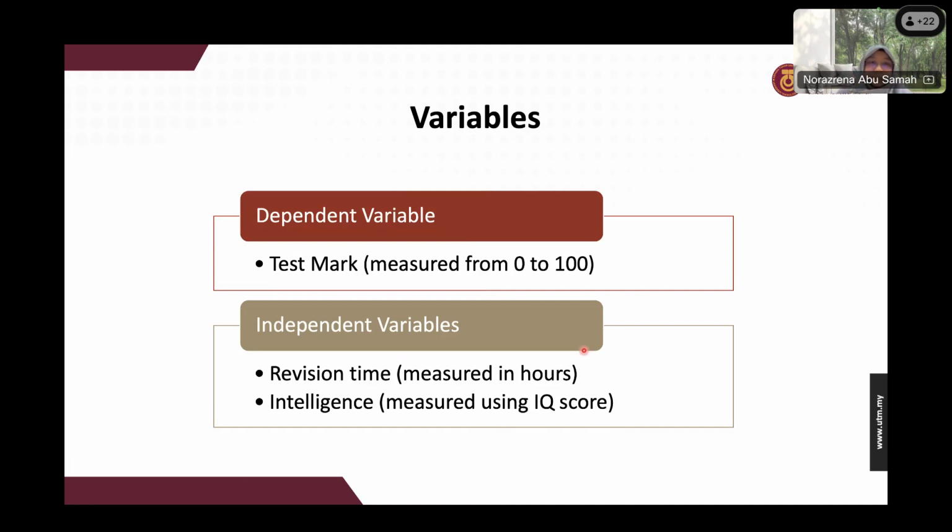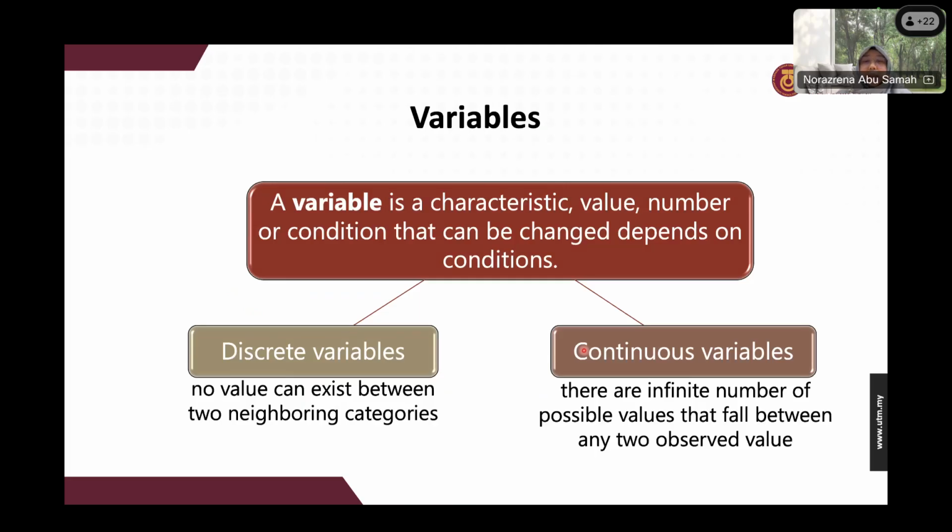All right. In statistics, when we collect data, we will get either discrete or continuous variables. Discrete variables means no value can exist between two neighboring categories, while for continuous variables, there are an infinite number of possible values that fall between any two observed values.